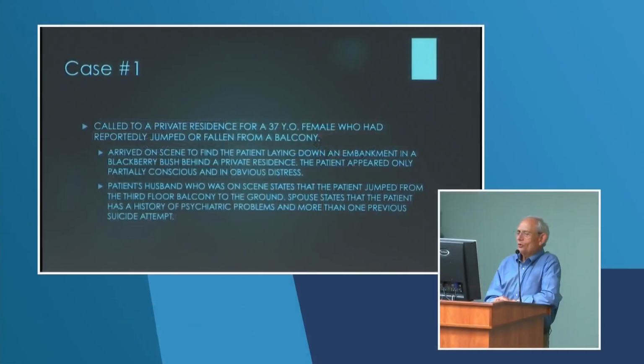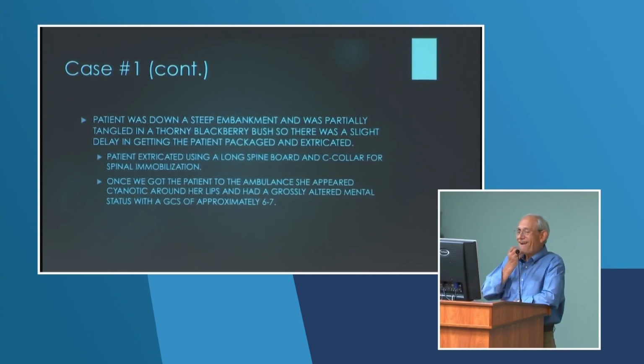Number 1, called to a private residence for a 37-year-old female who had reportedly jumped or fallen from a balcony. Found the patient laying down an embankment in a blackberry bush behind a private residence. Appeared only partially conscious and in obvious distress. Patient's husband on scene said the patient jumped from the 3rd floor balcony to the ground. Spouse states the patient has a history of psychiatric problems and more than one previous suicide attempt.